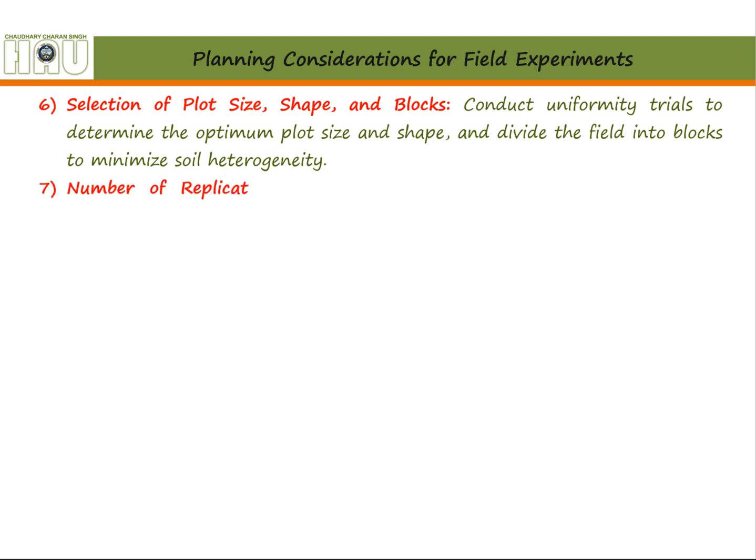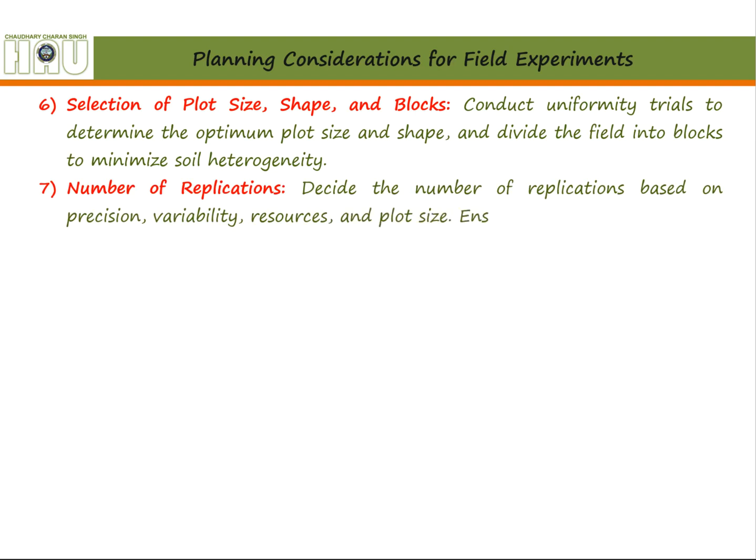Then decide about the number of replications. The number of replications, as I have already mentioned, is very important. So decide the number of replications based on the precision you require in your experiment, the field variability, the resources you have, and your plot size. Ensure at least 10 to 12 degrees of freedom for error in order to get valid results.